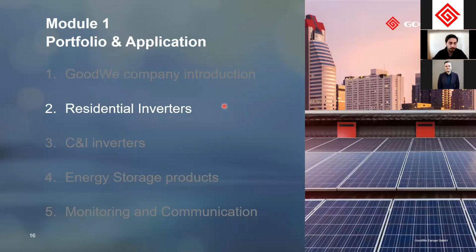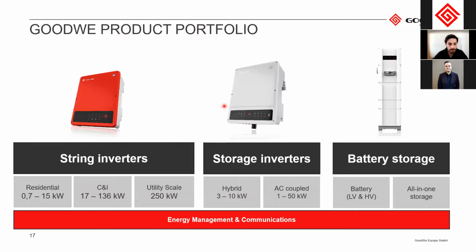Okay, so now let's talk about our residential inverters. Here you have our portfolio. This is how we divide it. You can divide it however you want, but we have string inverters, and then we have storage inverters, and then battery storage or energy solutions. And then to tie it all together, here in the bottom, we have the energy management and communication that covers all of our inverters, so to say. Within the string inverter segment, we have residential, C&I, and utility scale. And now we will start talking about our residential solutions.